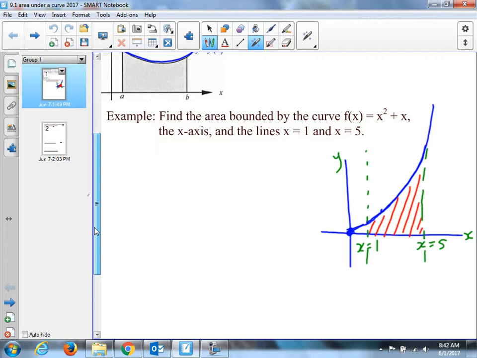Okay. Example: find the area bound by this curve x squared plus x, the x-axis and the lines 1 and 5. So I have the drawing set up here. Here's the parabola, and we're finding this area. Of what value is this? None, unless you attach it to a word problem.